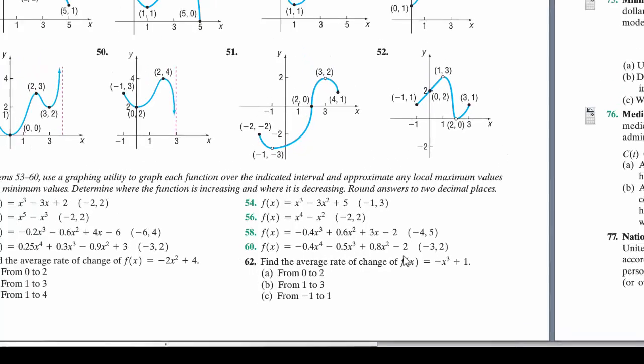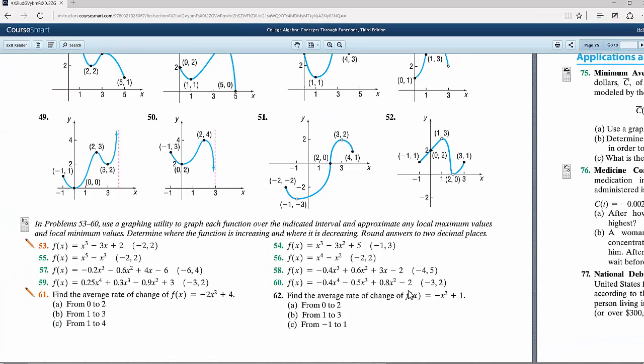So the instructions for this problem say, in problems 53 through 60, use a graphing utility, for us that would be a graphing calculator, to graph each function over the indicated interval and approximate any local maximum values and local minimum values. Determine where the function is increasing and where it's decreasing. Round answers to 2 decimal places. Now notice the interval they're giving us here is from -3 to 2. So let's key this function in.